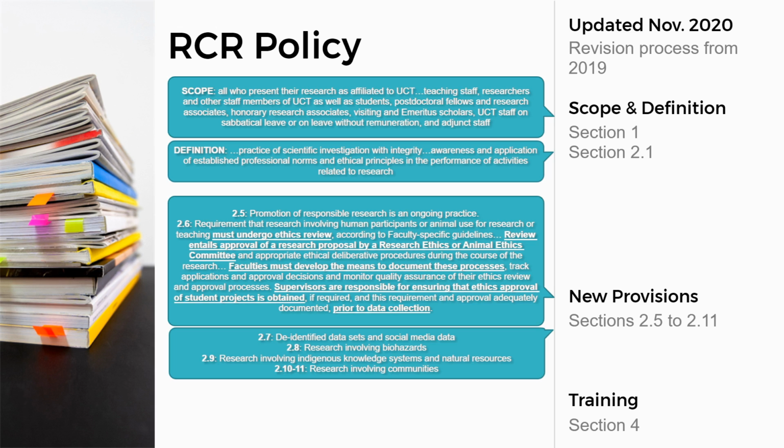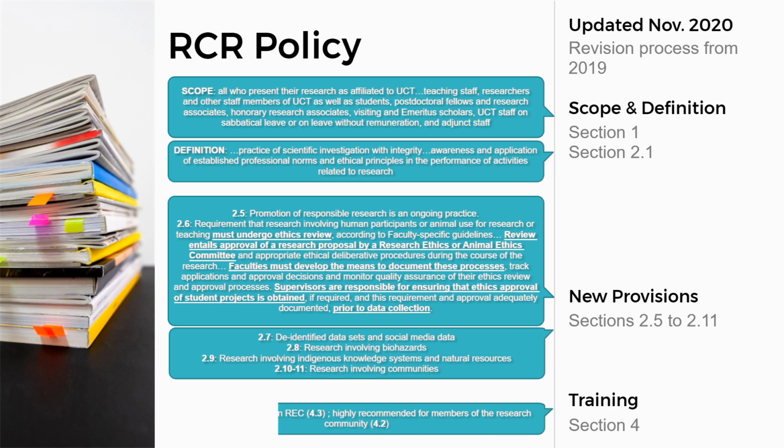Section 2.8 considers research involving biohazards. Section 2.9 considers research involving indigenous knowledge systems and natural or environmental resources. And sections 2.10 to 2.11 consider research involving communities. Lastly, a new section on training has been included. This is outlined as a must for members of a research ethics committee, whilst it is highly recommended for members of the UCT research community.